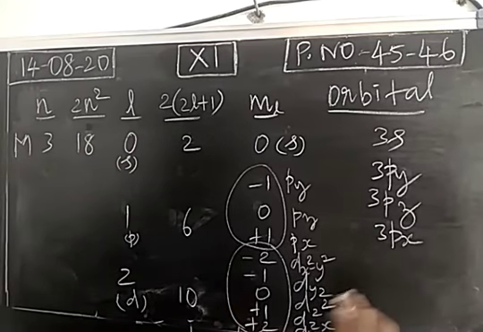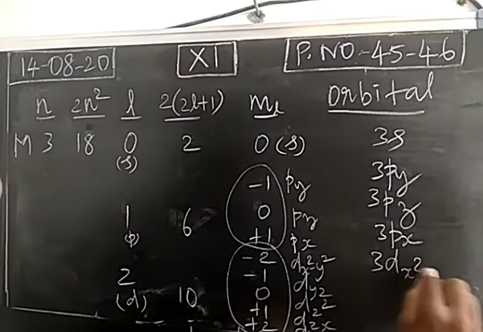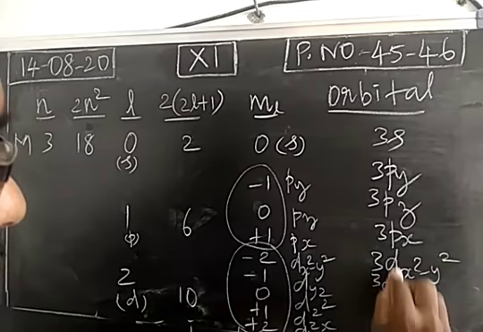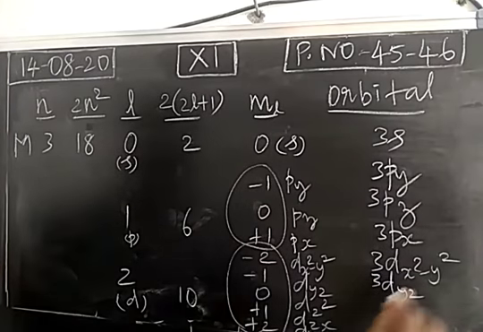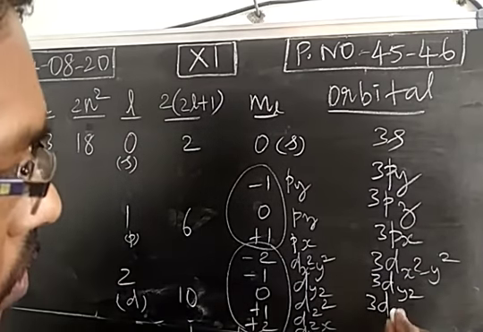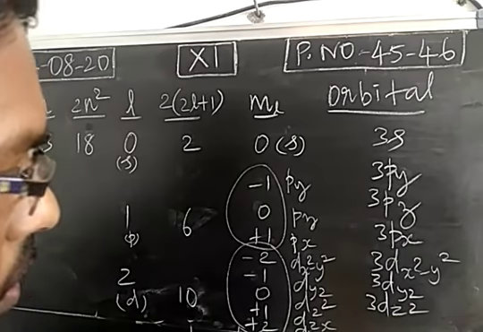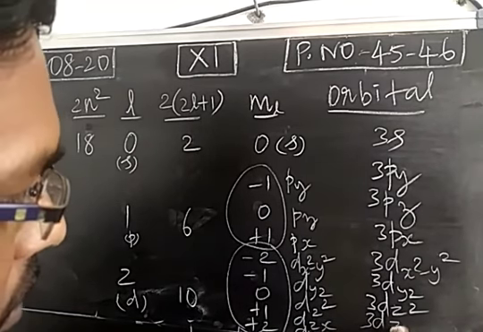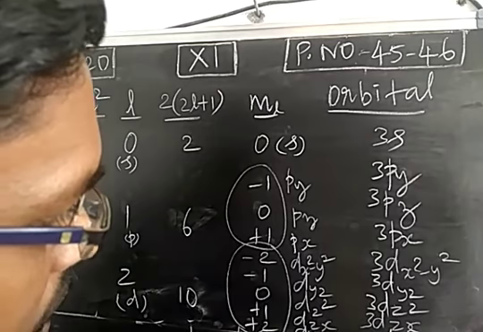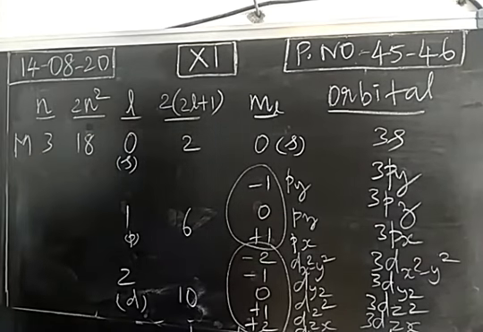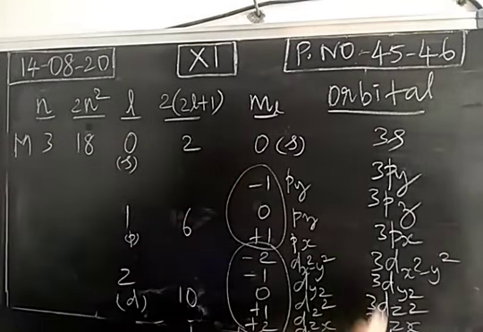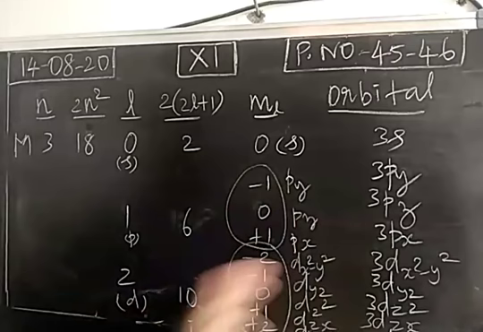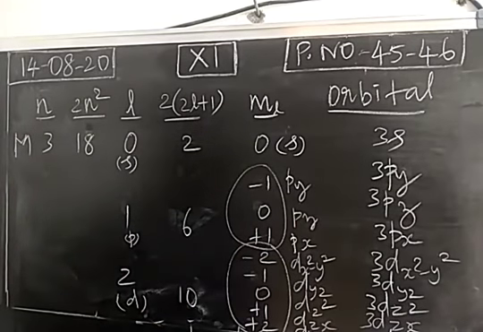Then this one, 3d x square minus y square, 3d yz, 3d z square, 3d zx, 3d xy. So for each quantum number, what is the notation? You have to write it carefully. So this is for third orbit or third cell or M cell.